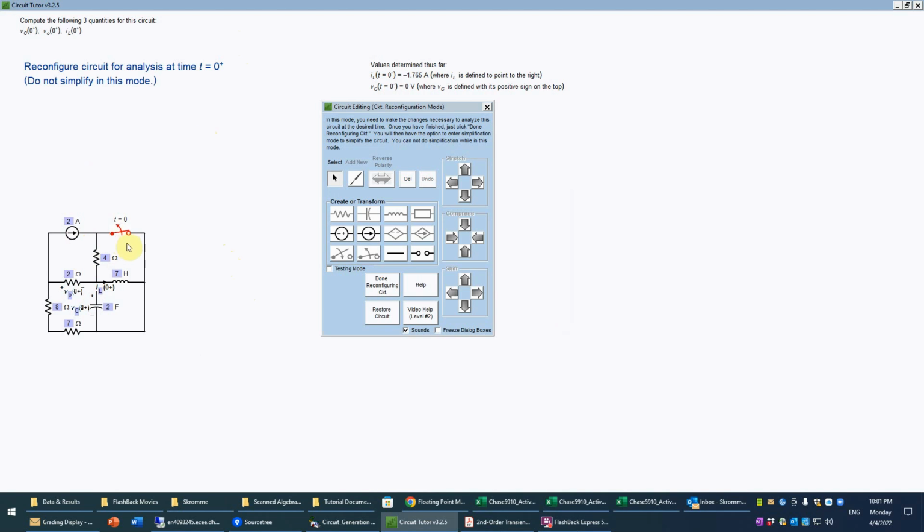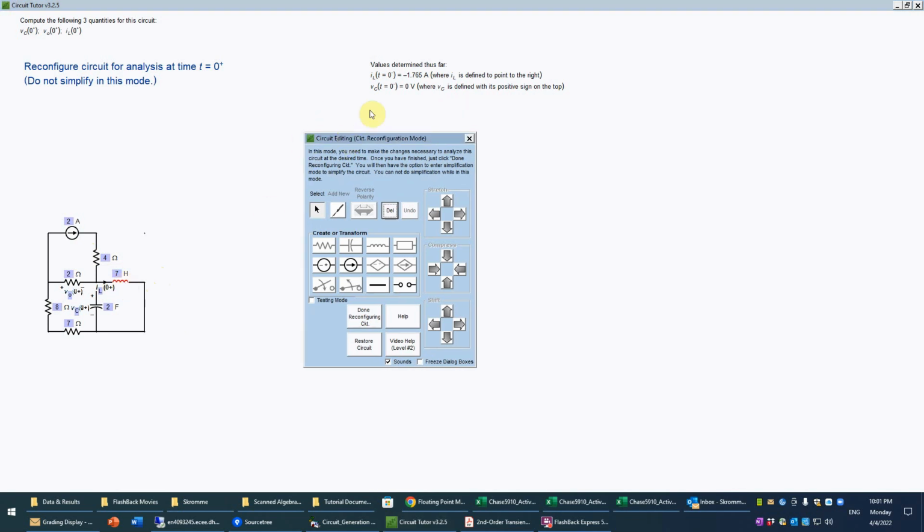And now, because that switch is opening at t = 0, that means it should now be an open circuit since we're at 0 plus, which is after t = 0. And so I'm just going to hit the delete key there, and that gets rid of that and its associated wires. Okay, so we've taken care of the switch, and now we need to think about the inductor.